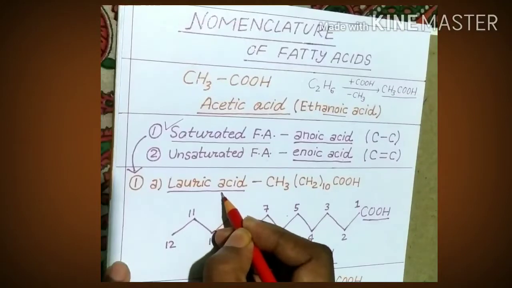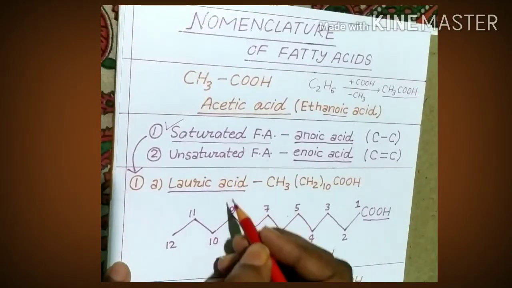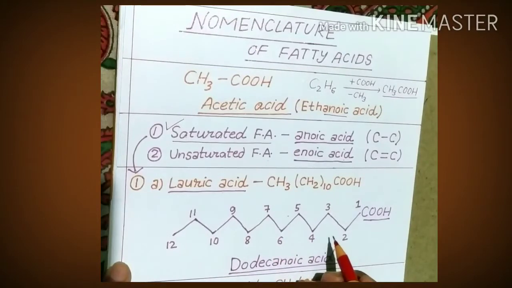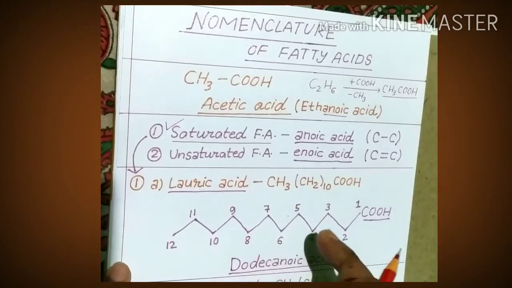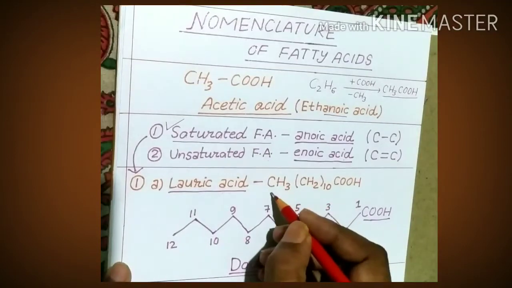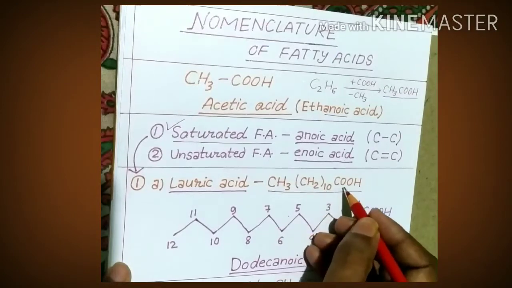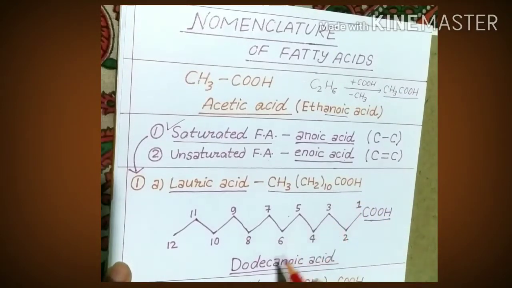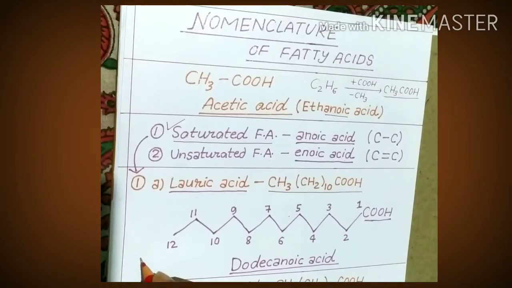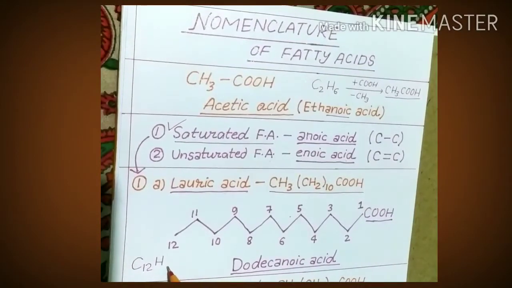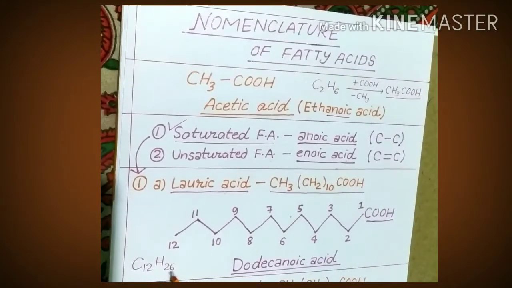Lauric acid. It is a saturated fatty acid. You can see that there is no carbon-carbon double bond and hence it is a saturated fatty acid. Its formula is CH3(CH2)10COOH. It has been derived from dodecane. Dodecane means C12H26. This is called dodecane.